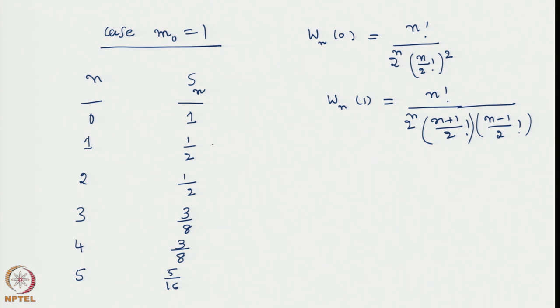So if you just actually calculate the values, the survival probability is 0.5, it is 0.5 here. 3 by 8 is going to be 0.375. 5 by 16 is going to be 0.3125. So likewise, you can see that the probability decreases, survival decreases, and it decreases in steps.